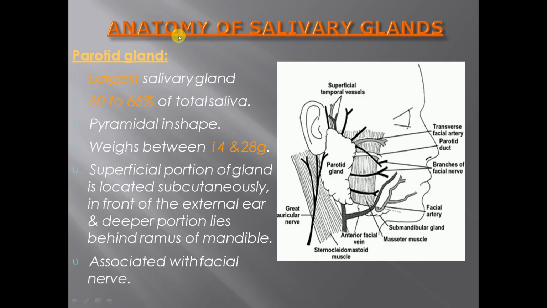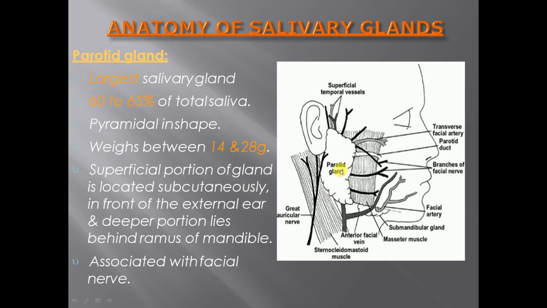So coming on to the very important part, that is the anatomy of the salivary gland. Starting with the parotid gland, it is the largest salivary gland, and it constitutes 60 to 65% of the total saliva. It is pyramid in shape and weighs between 14 to 28 grams.